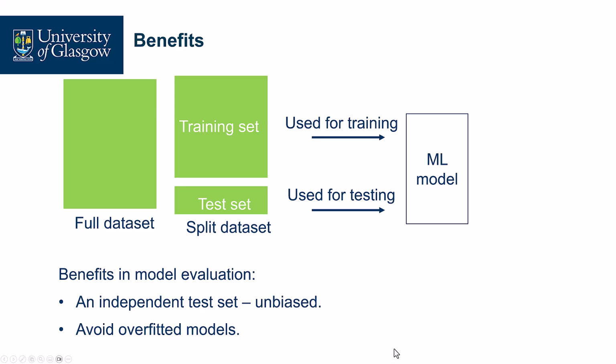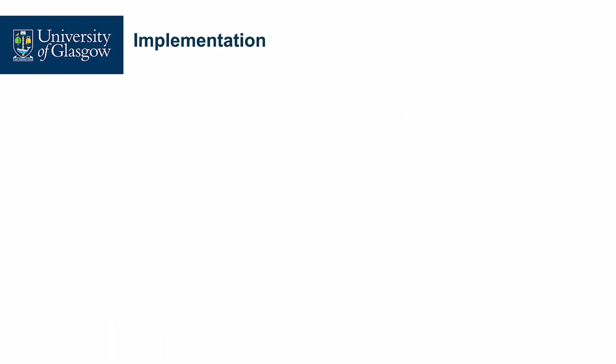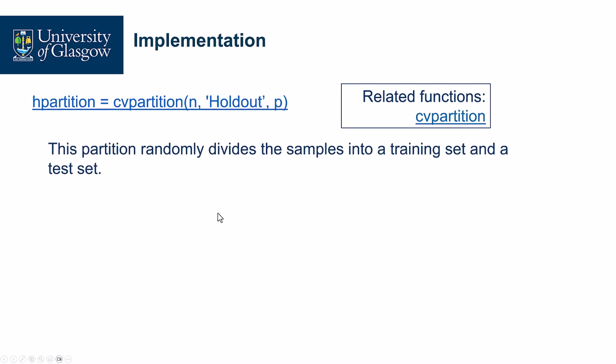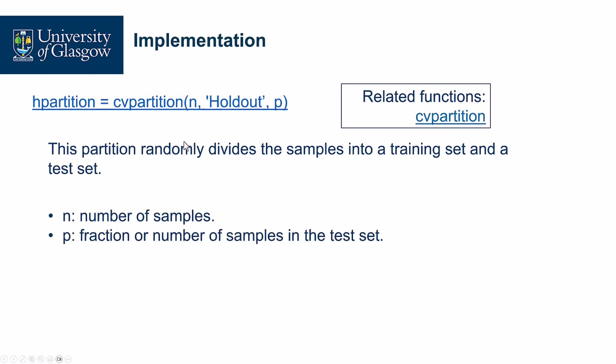Now, to get a training set and test set, how can we implement it in MATLAB? We can use this function called cvpartition. When you click this link, you can find the help file. What does this function do? It divides the samples, or the full data set, into a training set and a test set. It has two arguments, n and p. n is the total number of samples in the full data set, and p is the number or percentage that will be reserved for the test.